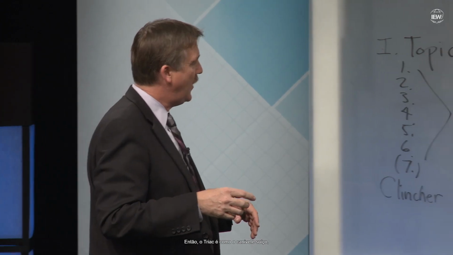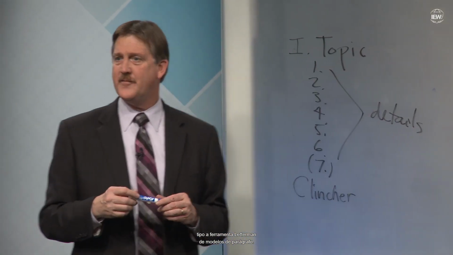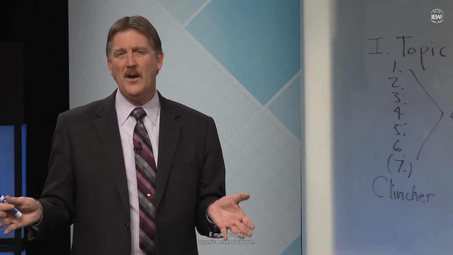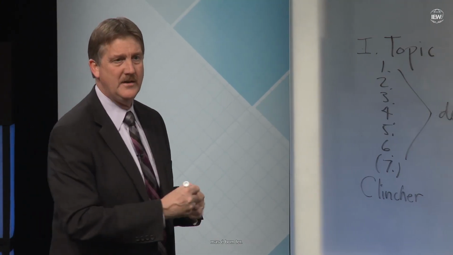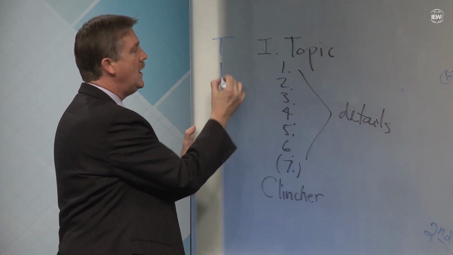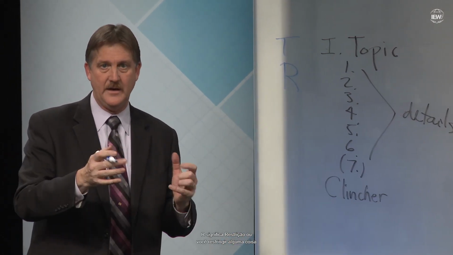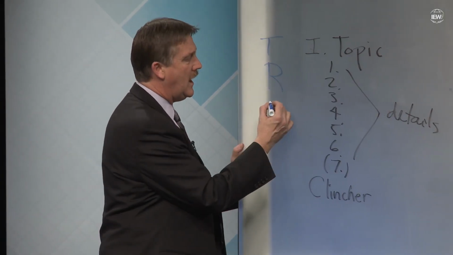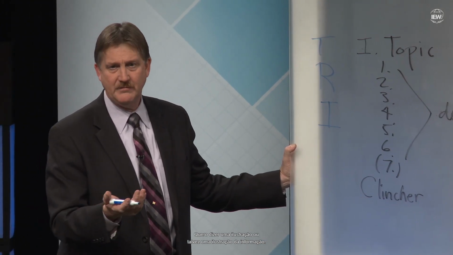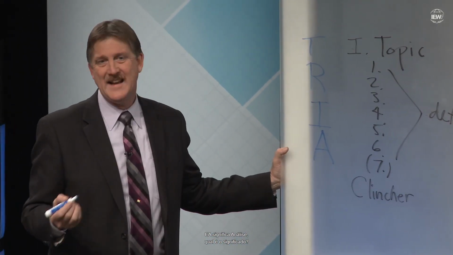So, the Triac is kind of like the Swiss Army knife, kind of like the Leatherman tool of paragraph models. It's very versatile. It'll do lots of organizing for you, but it won't solve every problem. But it's a good one to have. And the way it works is T stands for topic, R stands for restriction, or you narrow something ever so slightly. I stands for illustration, or maybe information, illustration. And A stands for analysis.